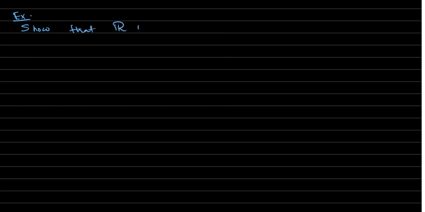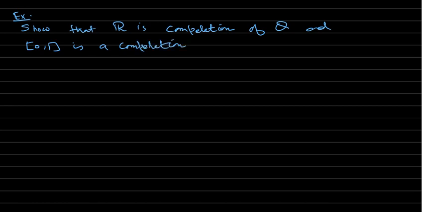this R is the completion of Q, and the closed interval 0,1 is a completion of, say, the open interval. Both sides you can take open or one side as you wish. So this closed interval is the completion of that space.